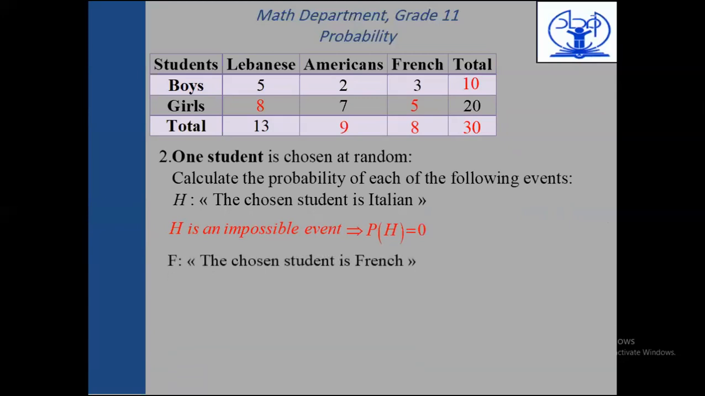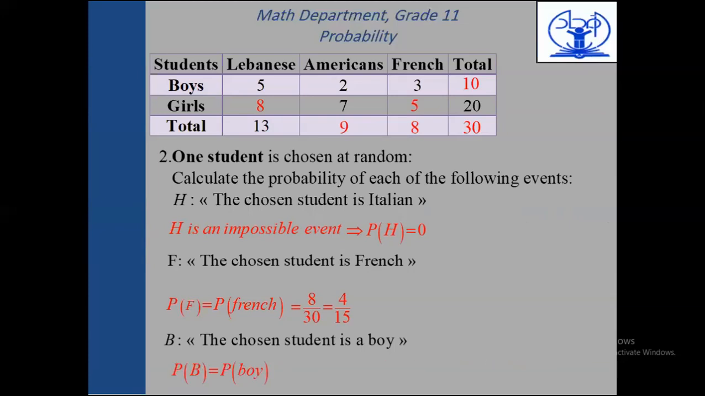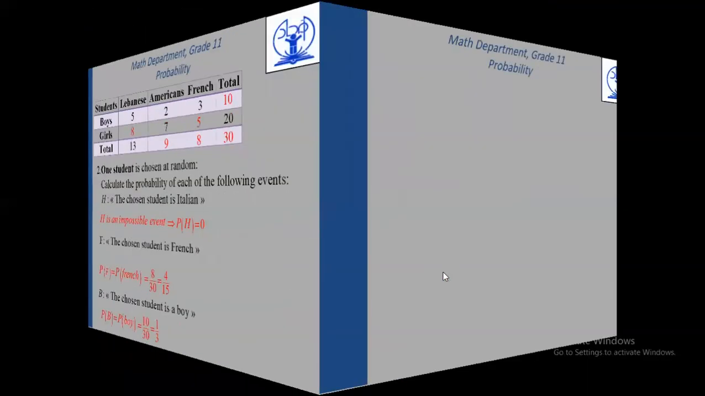F, what's the probability that the chosen student is French? How many French students are there? 8. So the probability to get a French student will be 8 out of 30, which is 4 over 15. What's the probability of B, getting a boy? There are 10 boys, as you can see here, so this will be 10 over 30, which is 1/3.